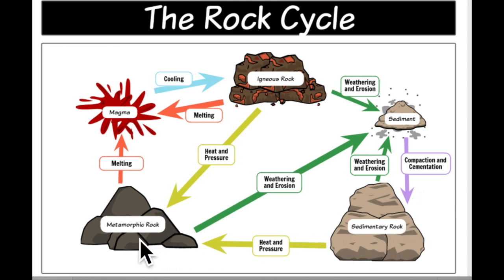Metamorphic rock can come from igneous rock that has undergone heat and pressure, or sedimentary rock that has undergone heat and pressure, which changes the chemical composition of the rock. If metamorphic rock melts and turns into magma, the process starts over again.